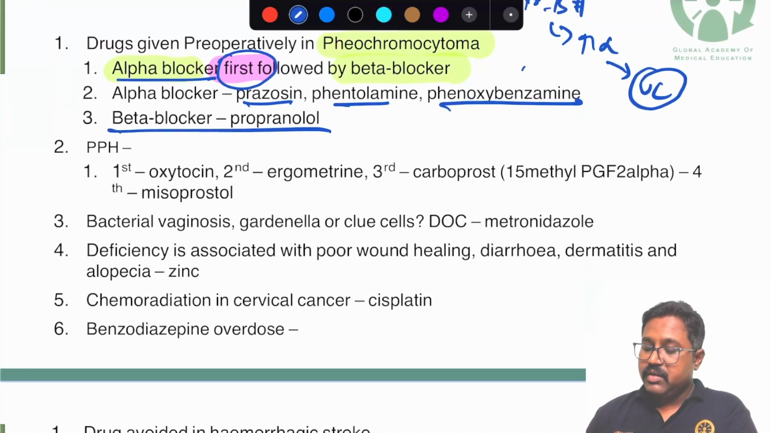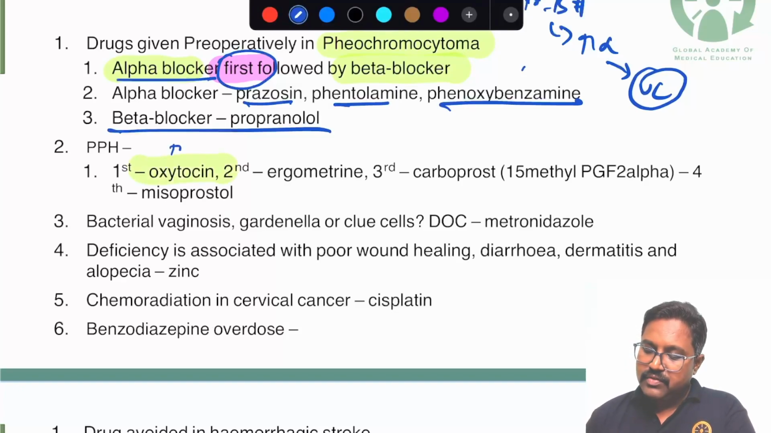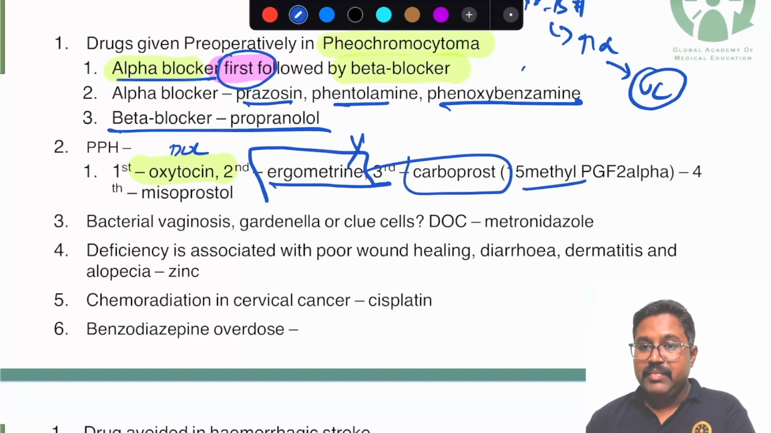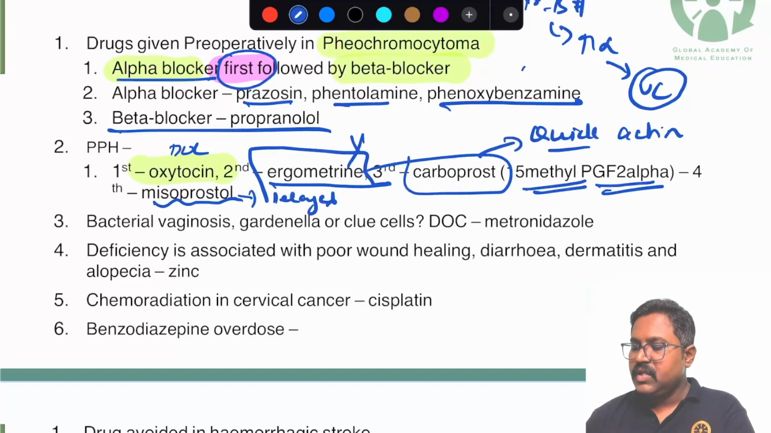So how to treat postpartum hemorrhage? The drug of choice will be oxytocin. Please remember, the drug of choice is oxytocin. If it is not available, you can go with ergometrine. If ergometrine is not available, you can go with carboprost, which is a 15-methyl prostaglandin F2-alpha analog. Misoprostol can also be used, but the action will be delayed. Carboprost will have a quick action since it is given through the parenteral route.